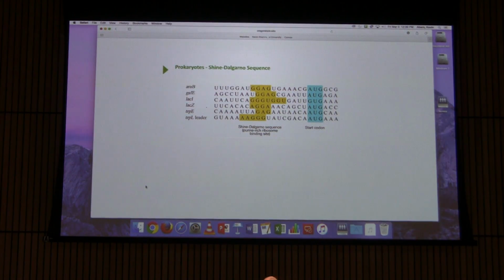Okay? That sequence is called a Shine-Dalgarno sequence. Shine, S-H-I-N-E. Dalgarno, D-A-L-G-A-R-N-O. It's named for the people who discovered it. Now, eukaryotic cells don't quite do that. They don't have a Shine-Dalgarno sequence. I'll show you they have some interesting sequences, but they don't align things in this way.